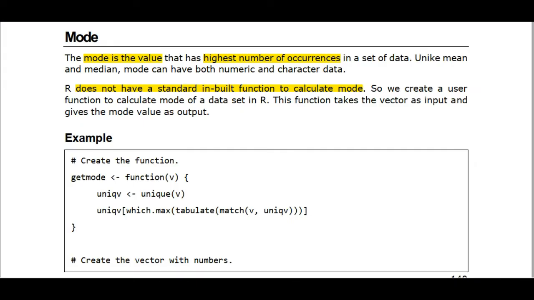Next we will study about mode. What is mode? Mode is a value that has the highest number of occurrences in a set of data. So in a given set of data, the value which has appeared the maximum number of times is called the mode. In R, we do not have a standard inbuilt function to calculate the mode. So we create a user-defined function to calculate the mode of a data. This function takes the vector as an input and gives the mode value as the output.